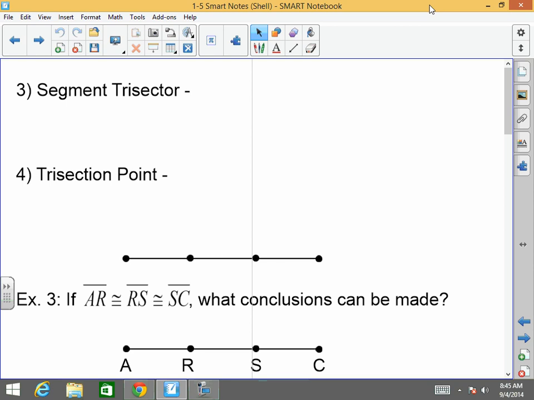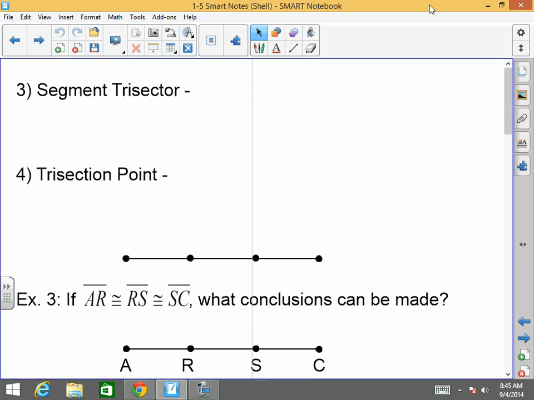All right, my friends, today we are going to continue with 1.5. We have already analyzed and learned about bisectors. Today we're going to talk about trisectors, and then we're going to learn about how bisectors and trisectors apply to angles. So it should be a pretty good day.